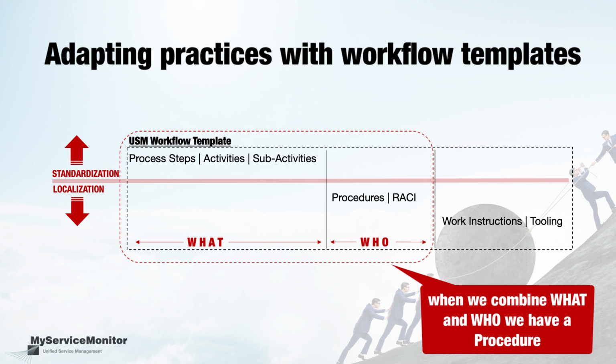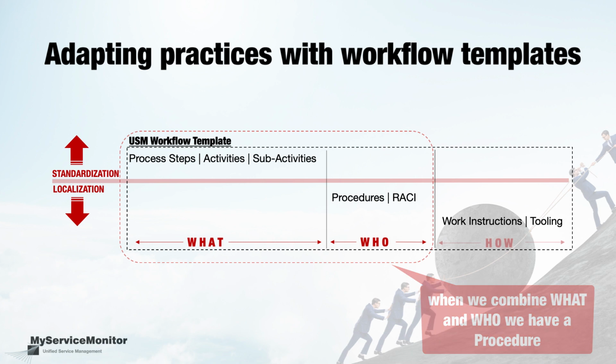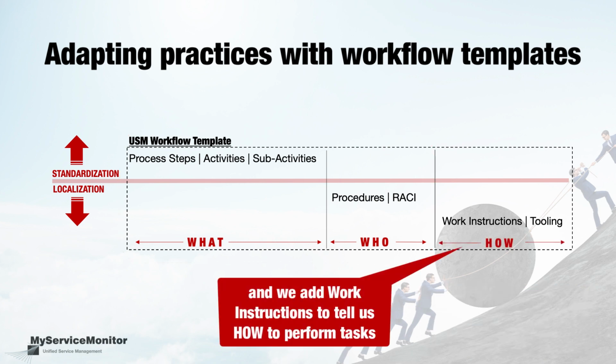Once we've combined the what with the who, we have a procedure. And we can add work instructions as needed, which tell us how to do the tasks. Now, how detailed the work instructions need to be are really up to you. They could request information, use information from tables or policies, provide instructions, or link to other job aids to help operators complete a required task. These now include what, who, and how to perform a routine.